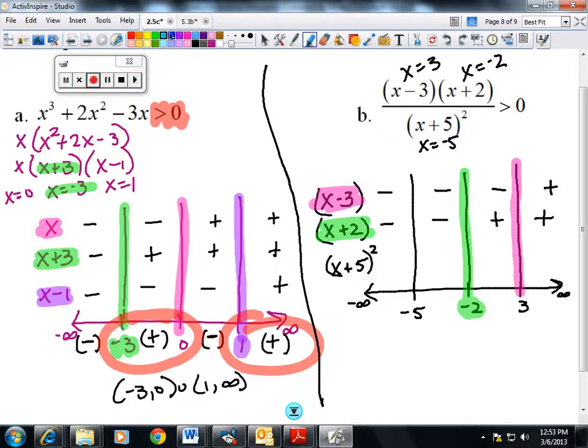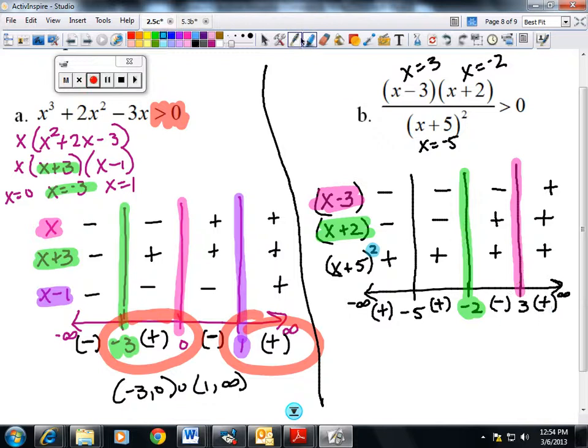And now this one: if I wrote the x plus 5 twice, I could use my little cheating rule with the negative 5. However, if I square something, is it ever negative? If I have a negative 2 and I square it, I'm going to get a positive 4. If I have a positive 2 and I square it, I'm going to get a positive 4. This one's always positive. Okay? So 2 negatives make a positive. 2 negatives make a positive. 1 negative makes a negative. 3 positives make a positive.